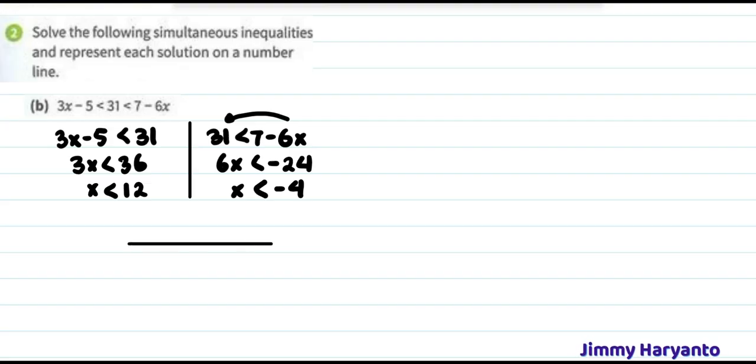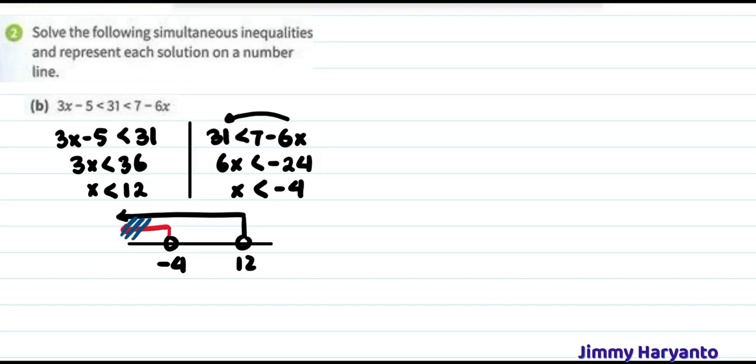The number line will be like this, negative 4. This one is 12. Negative 4 goes to the left hand side, and then the 12 will go to the left also. That means the overlap area will be that one. The notation is x less than negative 4.